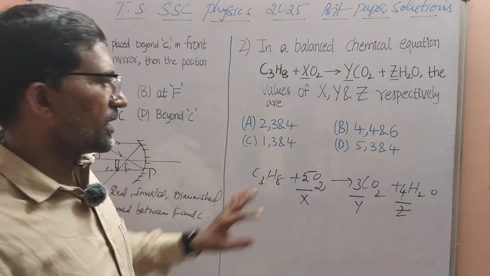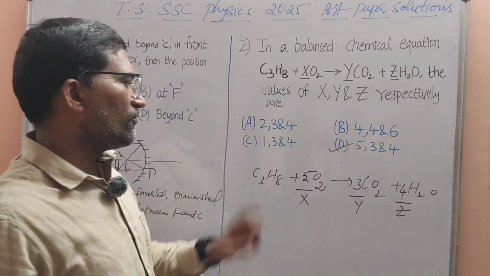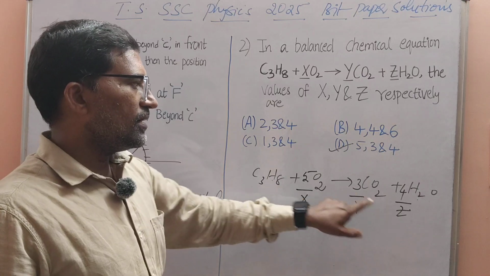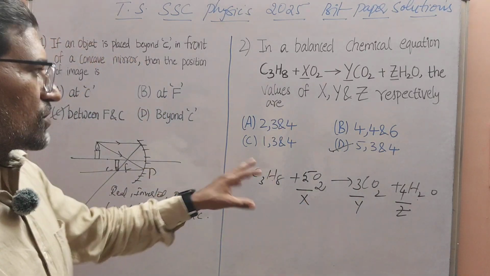This is the second answer, that is, here the answer is D. 5 3 4 is the right answer. X is 5, Y is 3, and Z is 4. This is the right answer. I hope you understood these two bits.